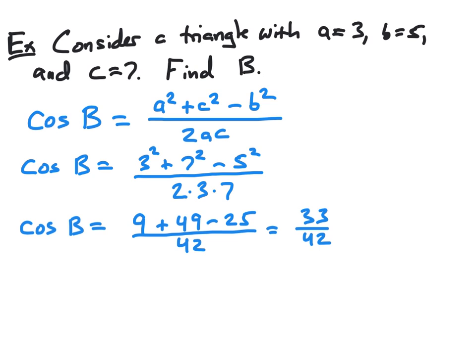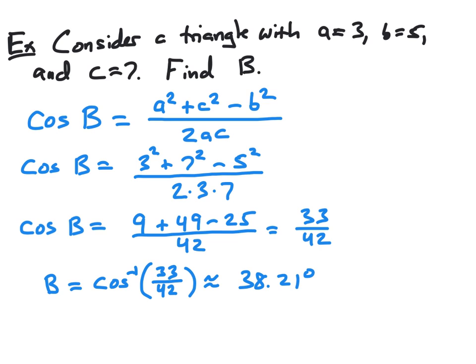And so in order to find angle B, we're going to use the inverse cosine function, or the arc cosine function. And B will end up being the inverse cosine of 33 over 42, which is approximately 38.21 degrees. And so using the law of cosines here, we see that the angle B in this triangle would be about 38.21 degrees.